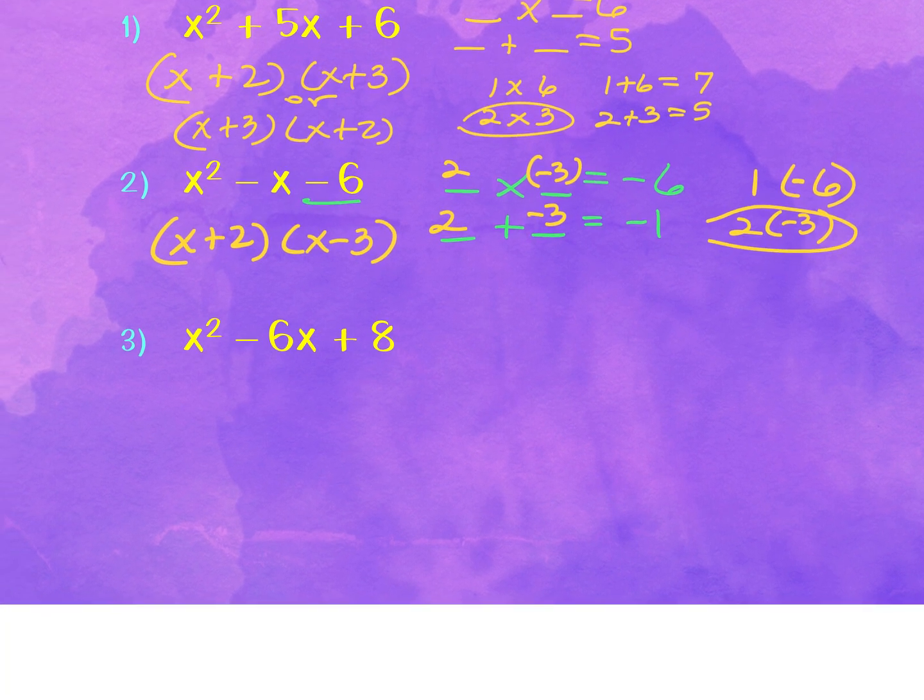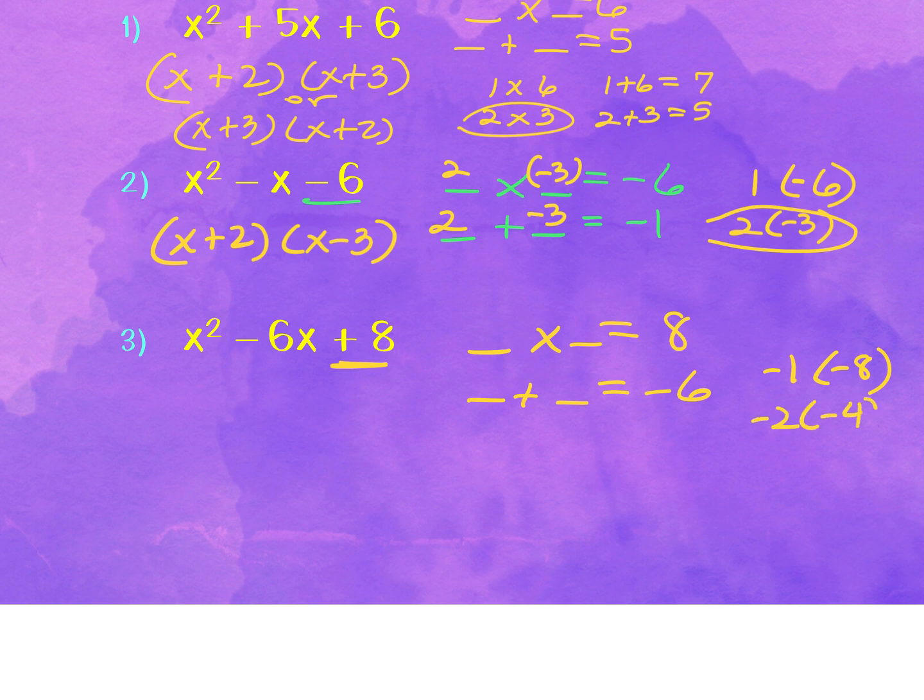For the next one, my last term is positive. This tells me my signs are the same and they both get the sign of the middle. So two numbers that multiply to give me 8, but who will add to give me -6. They're both going to be negative, so it's -1 times -8, -2 times -4. Those are all the factors.